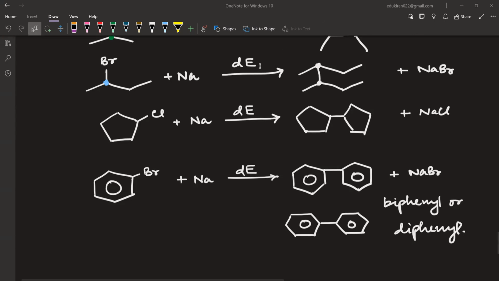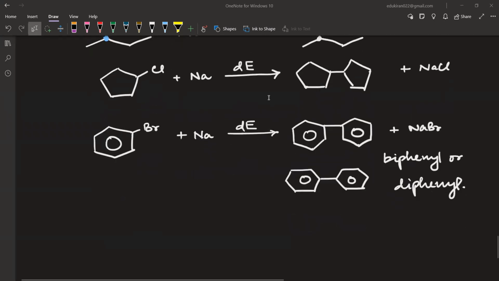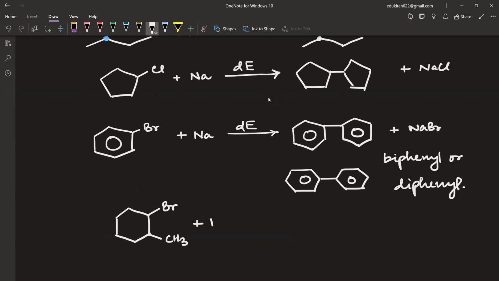Okay, let's go. All of you try this one. Cyclohexane with a Br group here, with a CH3 here, plus sodium and dry ether. Okay, and send the answers. Okay, give the answer for this.